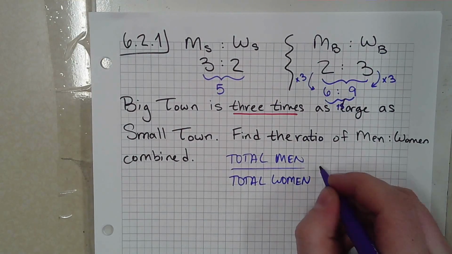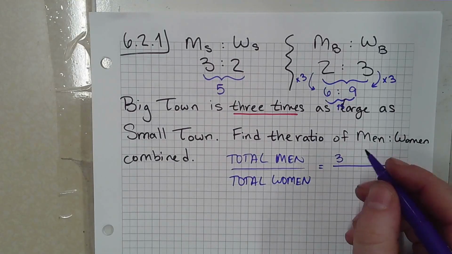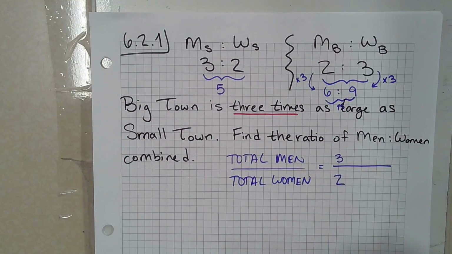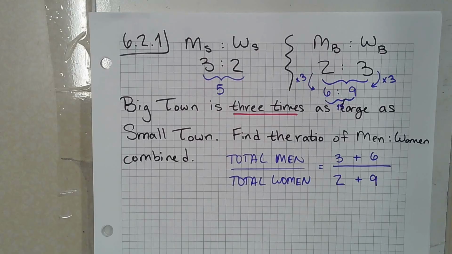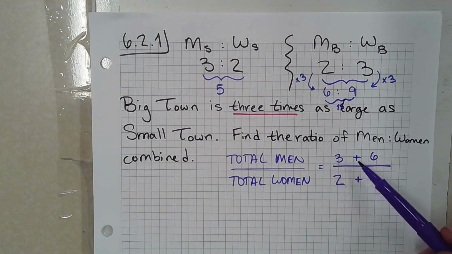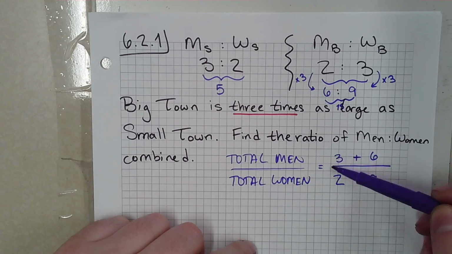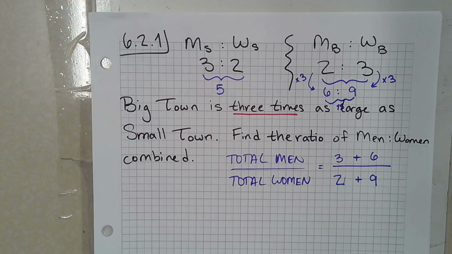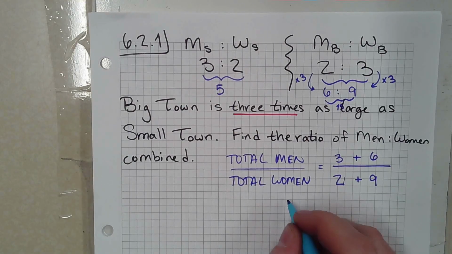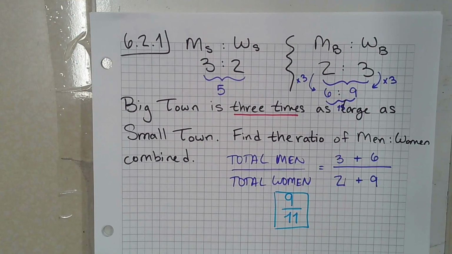So now when we put these together, the total men in small town will be a ratio of 3 to 2 with the women. So 3 men, 2 women. And when we add those towns together, there will be a ratio of 6 to 9 men to women in big town. So for every 3 we have here, we have 6 men. And for every 2 we have here, we have 9 women. You'll notice that this is 5 total people from small town, and this is 15 total people from big town. So it is 3 times bigger. But our ratio is going to be 9 over 11. So for every 9 men, there will be 11 women.